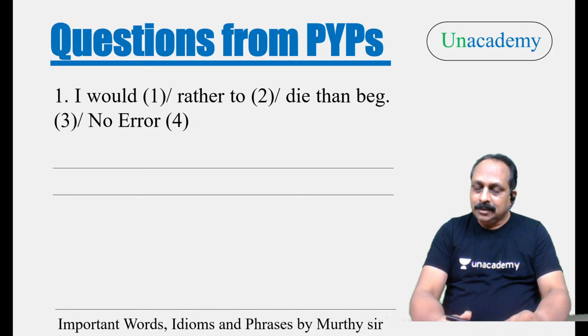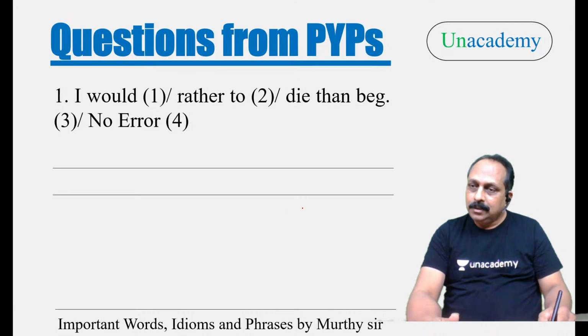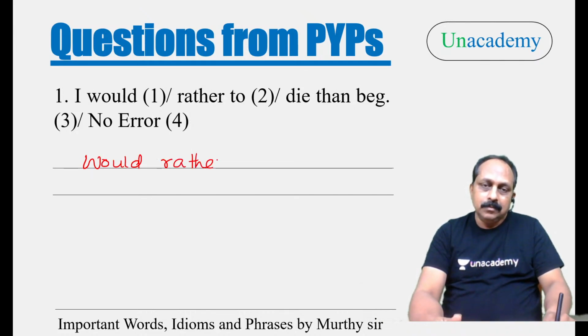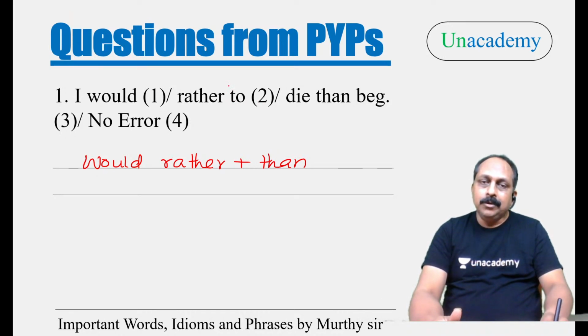I think there is about a 20 seconds time lag, but now I see Mondale says second option, and Shristi also says second part. There's one pattern in English. What is that pattern? Would rather plus verb plus than. In between, we have to use a verb. Here, after would rather, we don't have to use the preposition to. I would rather die than beg. Then it is correct.